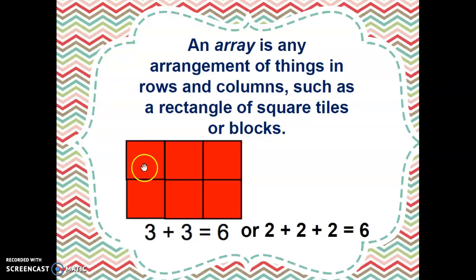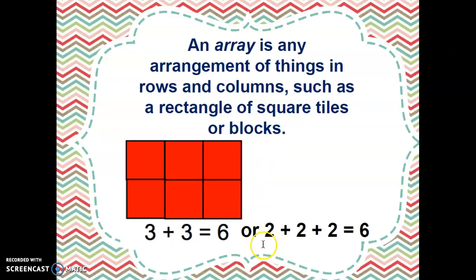Alright, let's look at an array. This is an example of an array. Remember when you partitioned a rectangle? The small squares that you made inside of the rectangle, those are your arrays. So we can see that this array has 2 rows. Each row has 3. So that's why we have 3 plus 3.